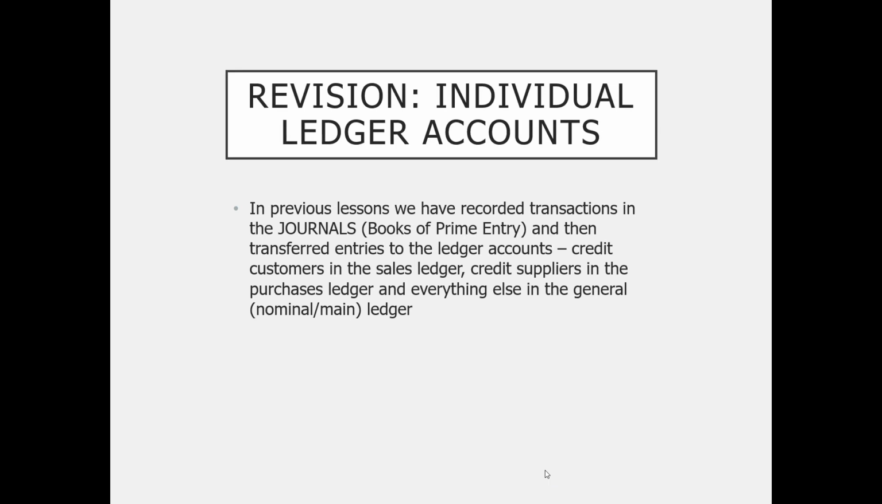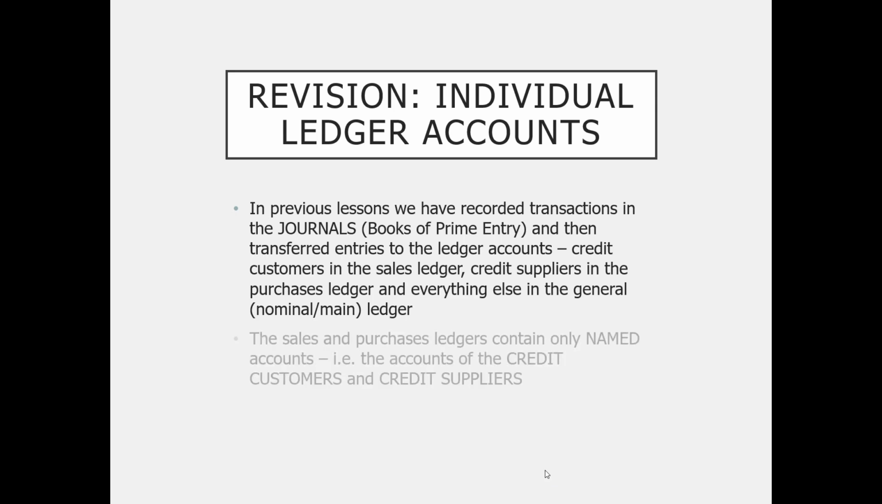So previously we've learned how to record transactions in those journals, the books of prime entry, things like the sales journal, purchases journal, also the cash book, the general journal, and the returns journals, and then transfer those into the individual ledger accounts in the sales and purchase ledgers, and also into the nominal ledger accounts, or the main ledger, general ledger, whatever you want to call it. Doing the double entry from those books of prime entry. So remember that the sales and the purchase ledgers only contain named accounts.